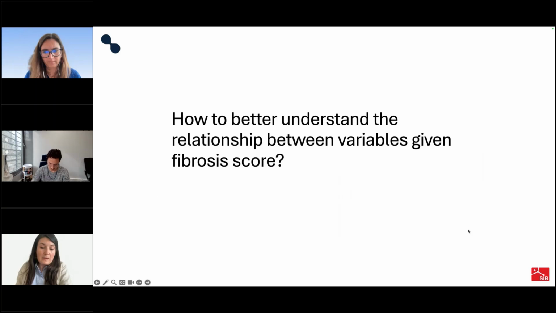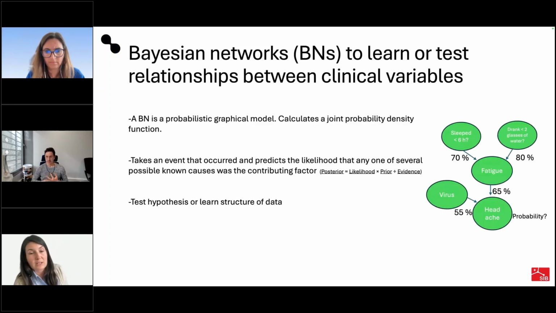So now, within these pathways that we identified, how do metabolites and genes interact in the context of fibrosis? We can use Bayesian networks to test hypotheses and also assess the likelihood of causal relationships. For example, if we want to assess what is the probability that someone has a headache, knowing that this person sleeps less than 6 hours, and how this will be updated if we knew that this person feels fatigue or was infected by a virus. So we can also learn the structure of the data from scratch.